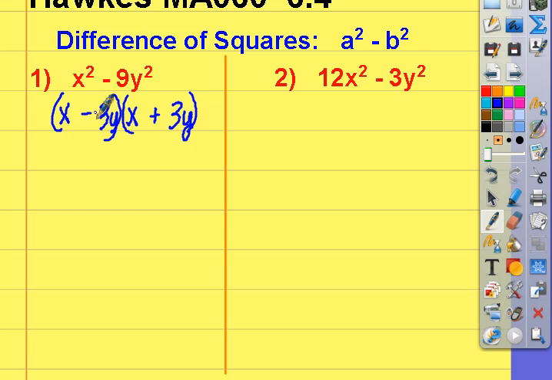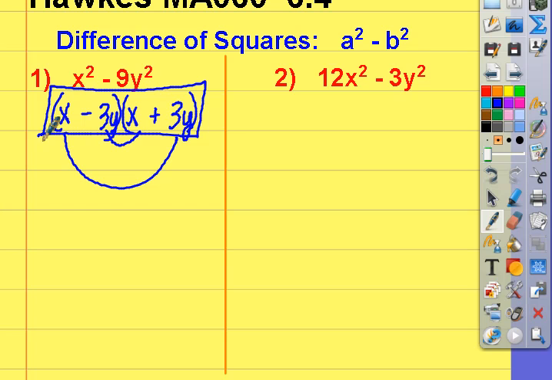And you notice if you do your outer and inner on that, you get a positive 3xy and a negative 3xy, which cancels out, which is why there's only two terms in this. That middle term will always cancel out on you. So it's just square root each of the terms, make one a plus and one a minus. It's as straightforward as that.